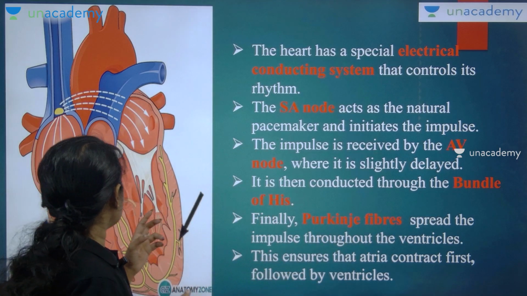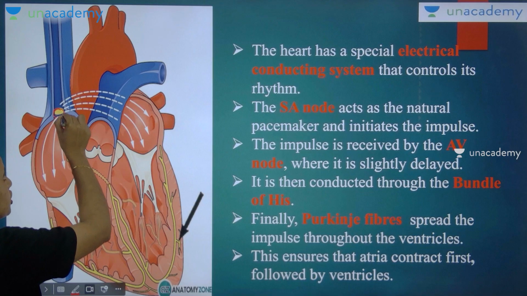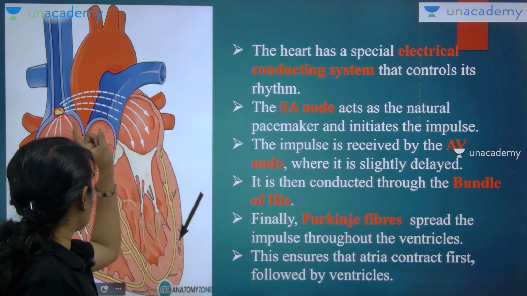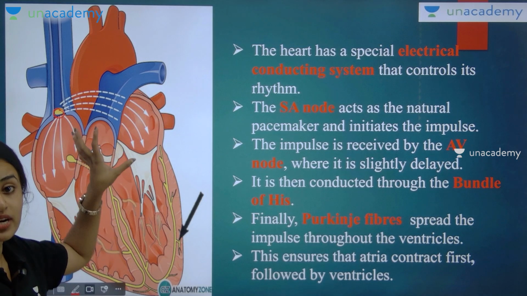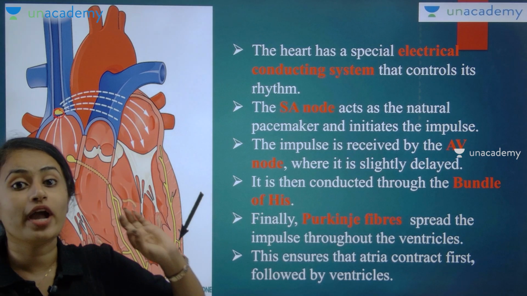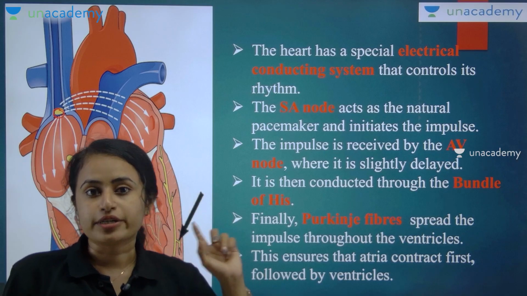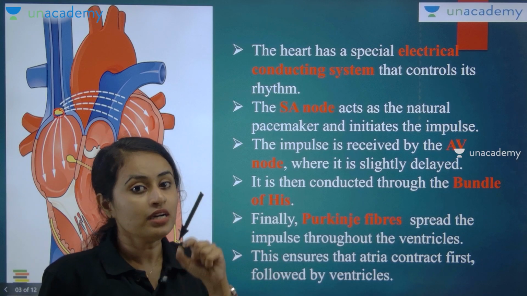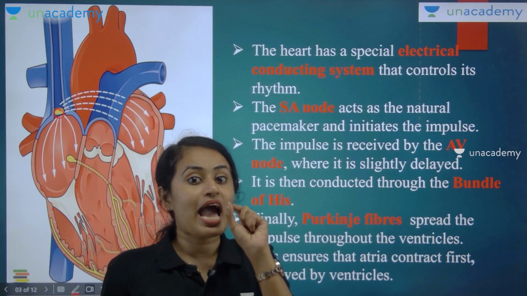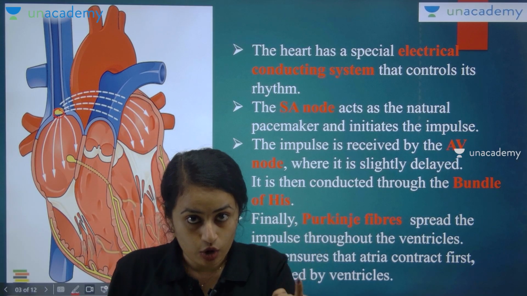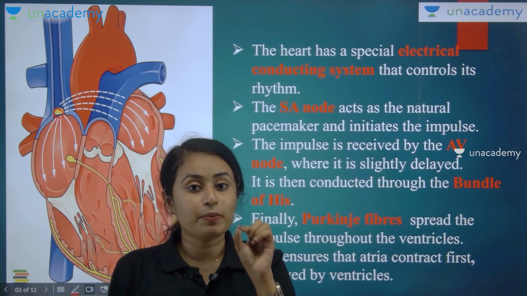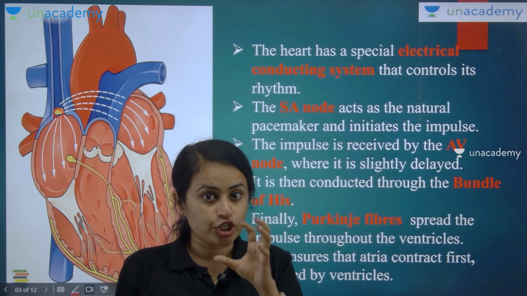Here you can see there is nodal tissue. What is meant by nodal tissue? A special kind of cardiac muscle seen on the right upper corner of the right atrium is called the sinoatrial node. This sinoatrial node has a special character. It has the ability to generate an action potential on its own. It is called the pacemaker of the heart.